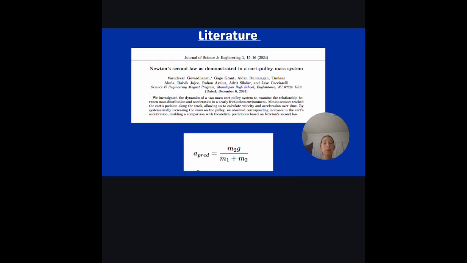This study has an experiment that examined dynamics of a cart-pulley mass system on a frictionless track. It used Newton's second law and assumed that friction between the cart and the track is negligible. However, the results didn't necessarily support the theoretical predictions, and it noted that any discrepancies were partially due to friction.